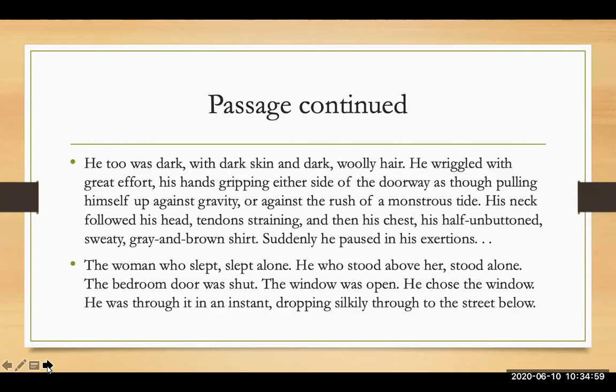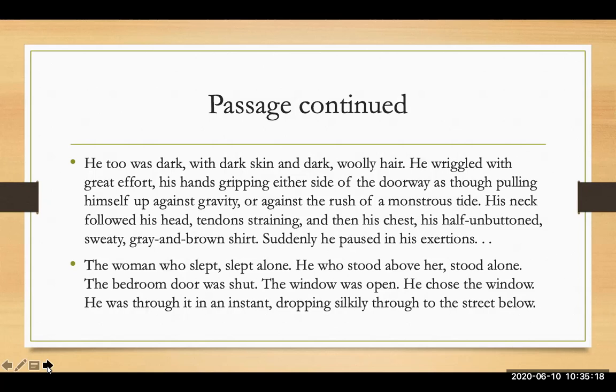He wriggled with great effort, his hands gripping either side of the doorway as though pulling himself up against gravity or against the rush of a monstrous tide. His neck following his head, tendons straining, and then his chest, his half unbuttoned, sweaty gray and brown shirt. Suddenly, he paused in his exertions.